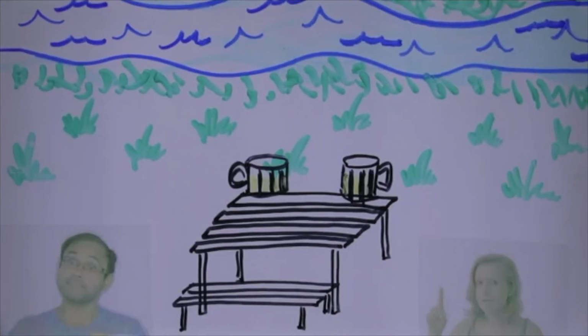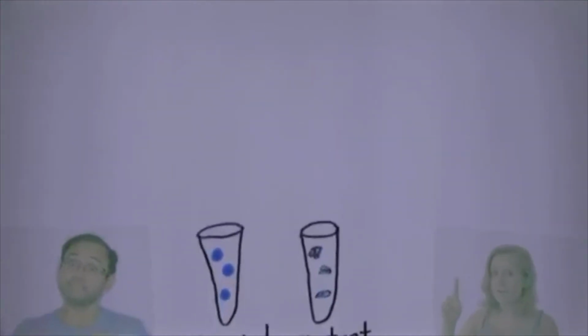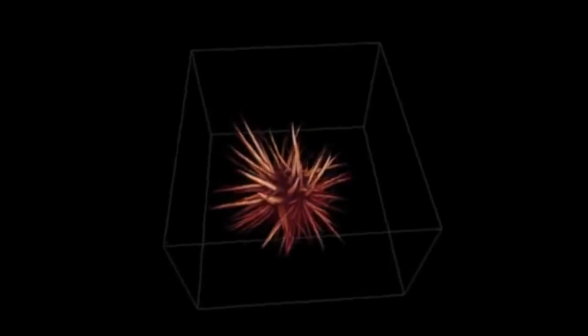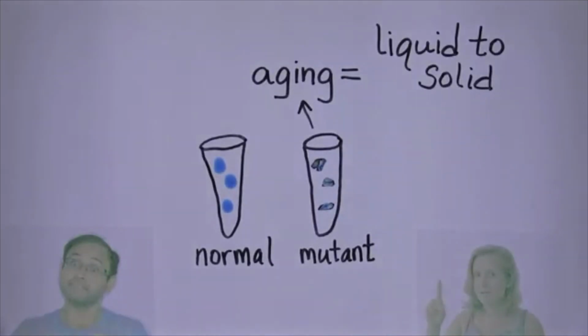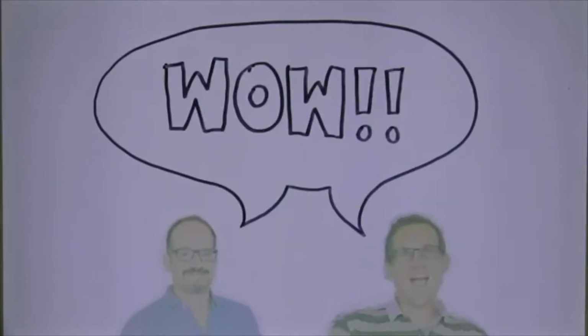Because patients with ALS live for many years without any signs of the disease. We rushed to the lab, and what we discovered was really striking. When aged in a test tube, the mutant droplets form solid aggregates, which meant mutations make FUS undergo a liquid to solid phase transition upon aging. Seeing this liquid to solid phase transition was one of those wow moments.